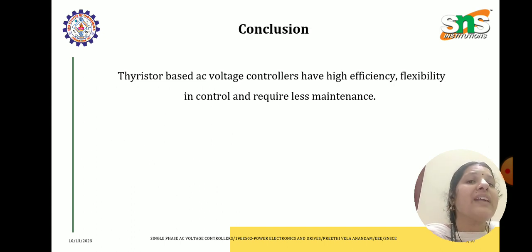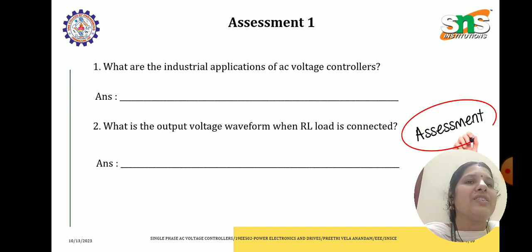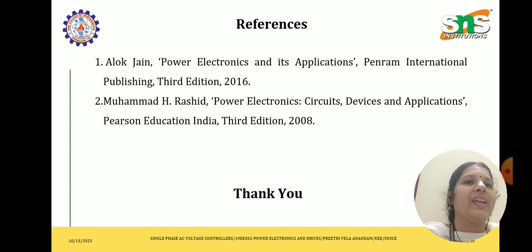So, the conclusion is that thyristor based AC voltage controllers have high efficiency, flexibility in control and require less maintenance. So, let us see the assessment, my dear students. What are the industrial applications of AC voltage controllers? Please let me know. And what is the output voltage waveform when the RL load is connected? RL means R is the resistive load and L is the inductive load connected to it.